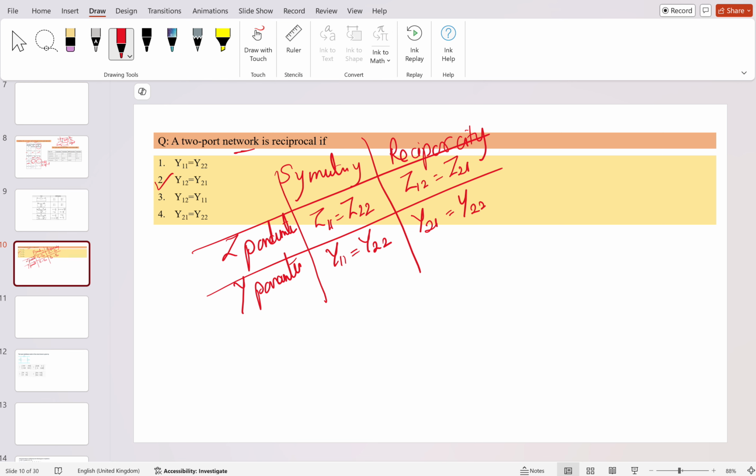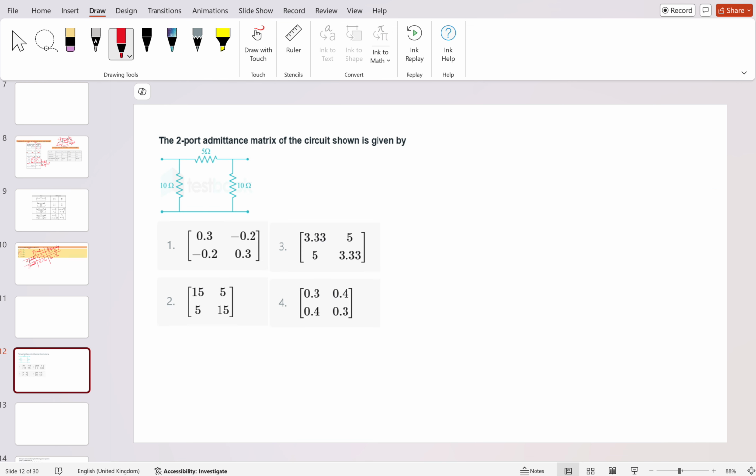Let's move forward. Try to solve this. For a two-port admittance matrix, you have to find the value of the admittance matrix. So you have this two-port network. This is V1, and from this side is the V2 voltage, and the current which is entering here is I1. The current entering here is I2.